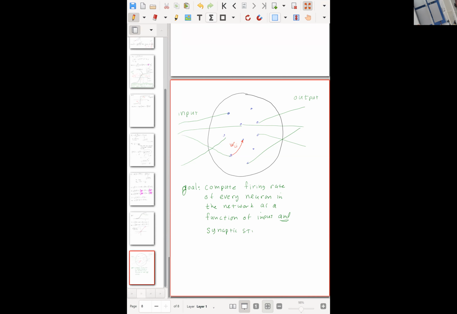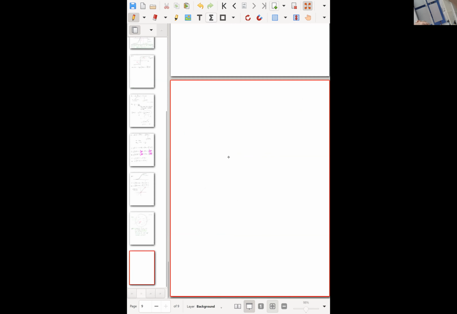So this is sort of every theorist's dream. You give me the weight matrix of synaptic strength, you give me the Wij, these quantities, and I'll tell you everything about the firing rate of every neuron in the network. Now, that is really hard. Nobody's been able to do that. And so we made lots of approximations.